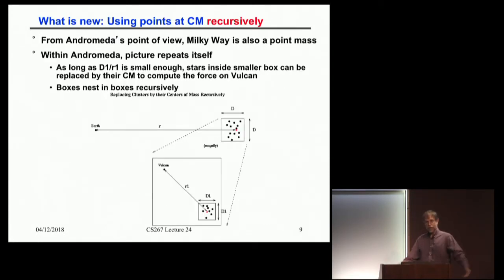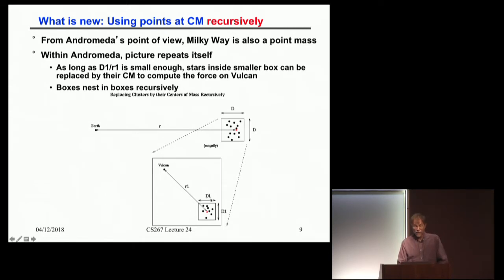So just to explain the recursive one, which is pretty simple. So here's the Earth, there's the Andromeda Galaxy. The Andromeda Galaxy is pretty complicated. The planet Vulcan is in there. And so suppose I want to compute the force on the planet Vulcan by some other distant solar system that's still inside the Andromeda Galaxy.